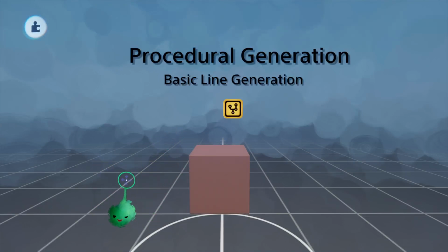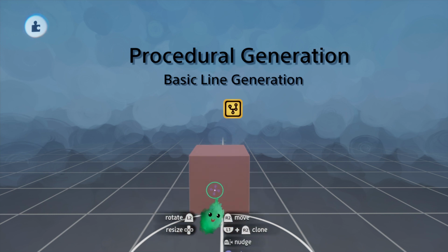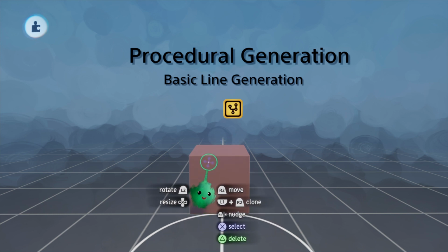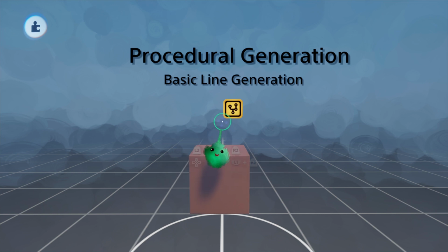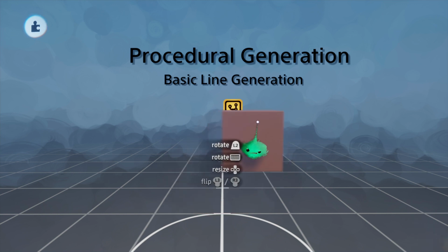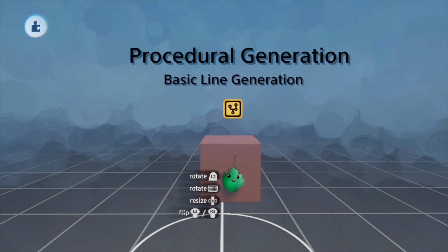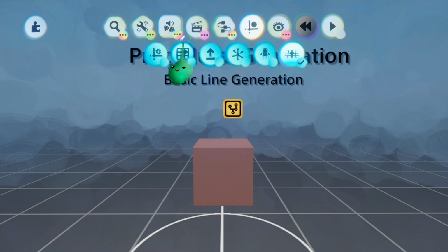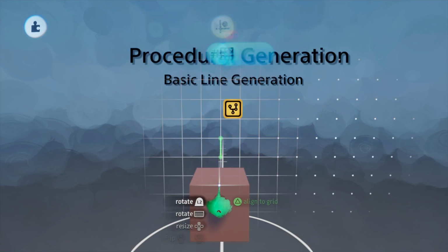This is the first video in a mini-series of videos on procedural generation that I'll be covering. Today we're going to be starting with something very basic, such as generating a line out of an object, like this cube, for example. Before we get started, I just want to point out a couple things.